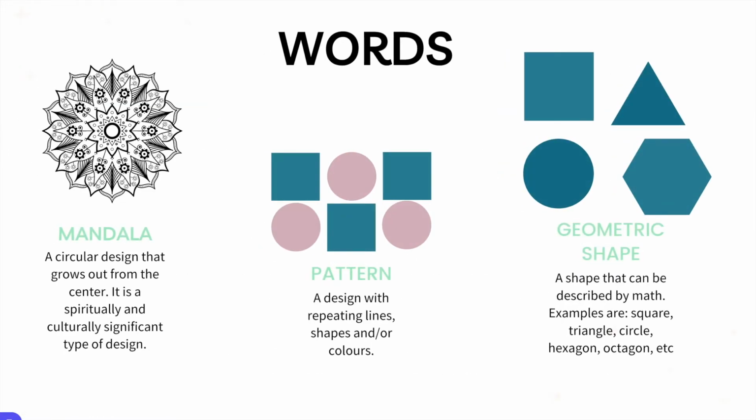So here are some art terms that we might need to know for this assignment. As we just said, a mandala is a circular design that grows out from the center. We can see an example on the slide here. And a pattern is a design that repeats. So we have square, circle, square, circle, square, circle. It's either repeating shapes or repeating colors. And then geometric shapes are shapes that can be described by math. So circle, triangle, square, hexagon, octagon. We see a lot of these shapes in mandalas.